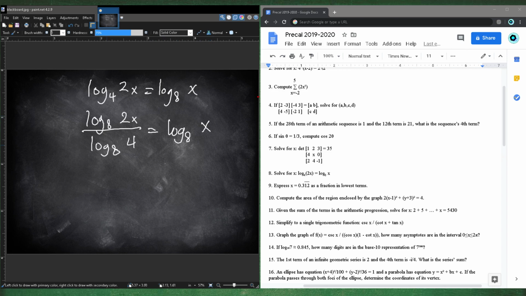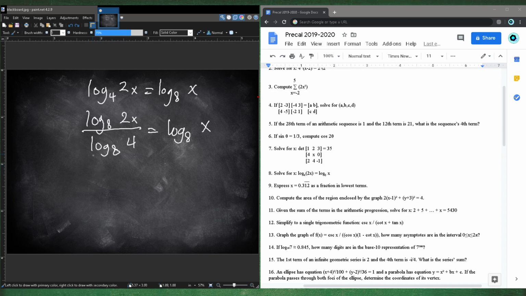Okay, perfect. So what's log 8 of 4? Let's call that equal to a. So 8 to the power of a is equal to 4, right? So 8 is 2 to the power of 3, so 2 to the power of 3a, and 4 is just 2 to the power of 2. So a has to be 2/3, right? That means log 8 of 4 is equal to 2/3. So we can substitute that in.